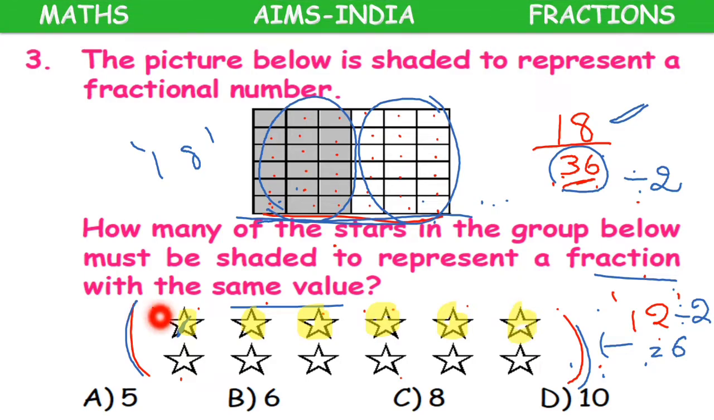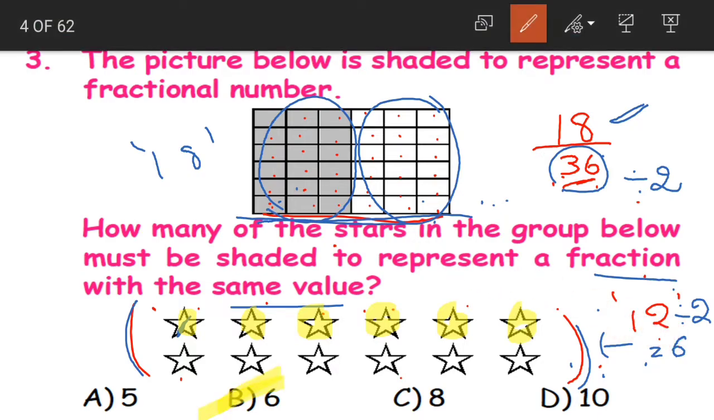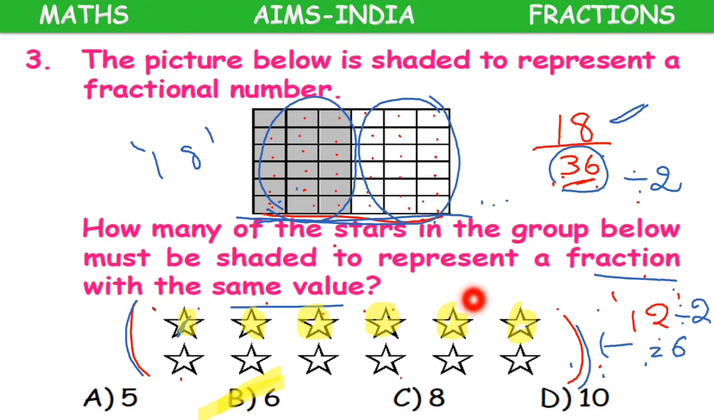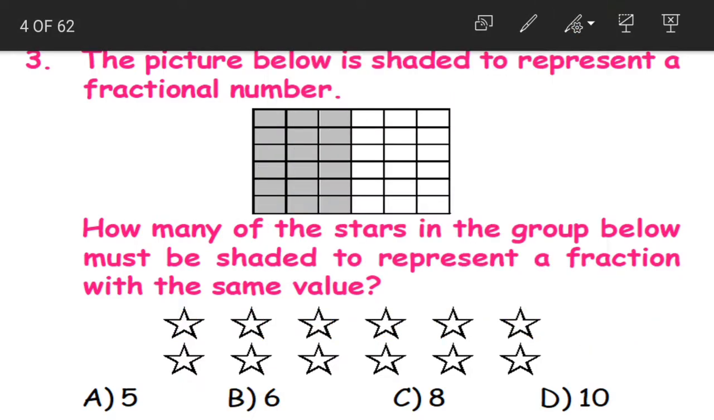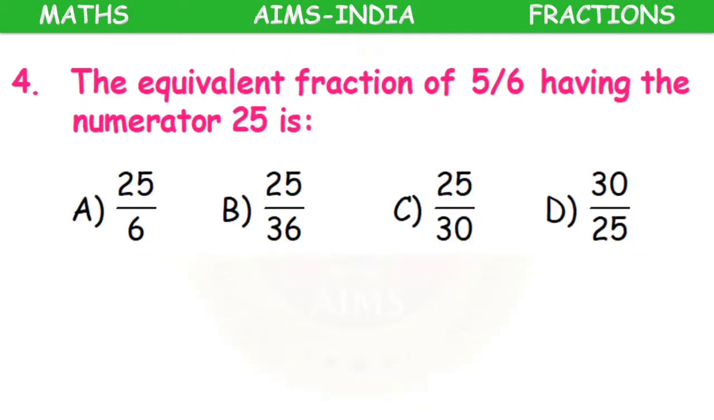Okay, so how many stars did we shade to get the same value as in the given question children? We shaded 6 stars. So what is the correct answer? Option B, 6. So for the stars in the group below, to represent a fraction of the same value as given in the question, we need to shade 6 stars. Understood? Okay, so even in your exam, if such a question is asked children, look at what value it is representing and then give your answer.